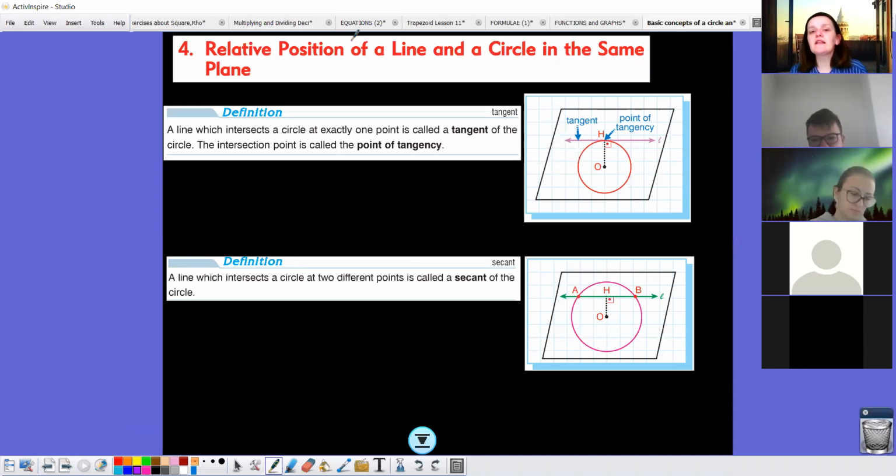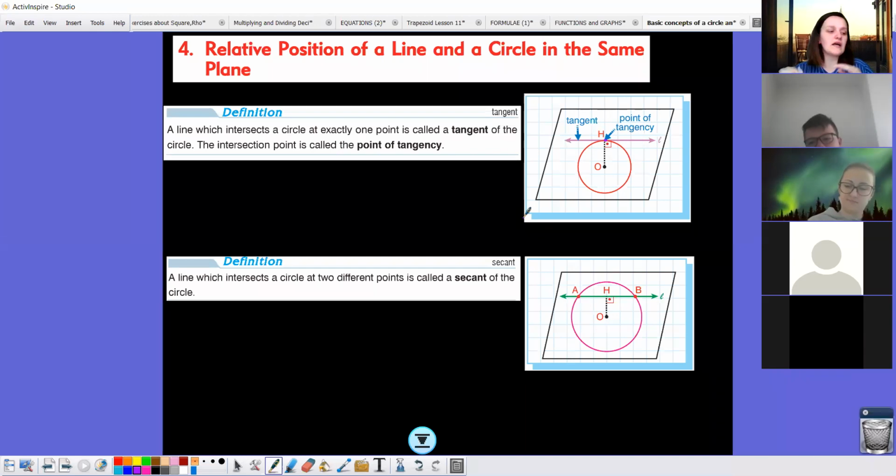Relative position of a line and a circle in the same plane. Here we have the definition and the figure of it. A line which intersects a circle at exactly one point is called a tangent of the circle. Look, there is a line L and a circle, and L intersects the circle only in one point. This line is tangent to the circle. The intersection point is called the point of tangency, and this H is the point of tangency.